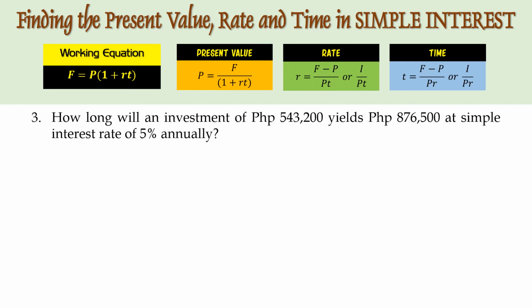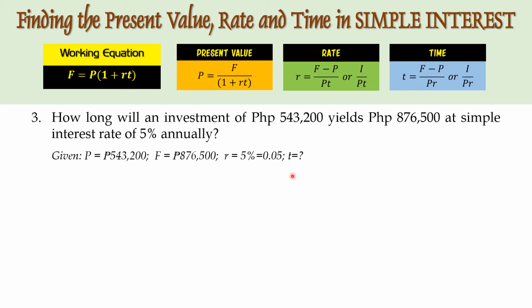Next problem. We have here, how long will an investment of 543,200 pesos yields 876,500 pesos at simple interest rate of 5% annually. Okay, of course, this problem calls for the length of time, right? That is the time. So let's present first the given. We have here P, the principal or the present value, 543,200, the future value, that's the value, and the rate is 5% is equal to 0.05 and the time is missing.